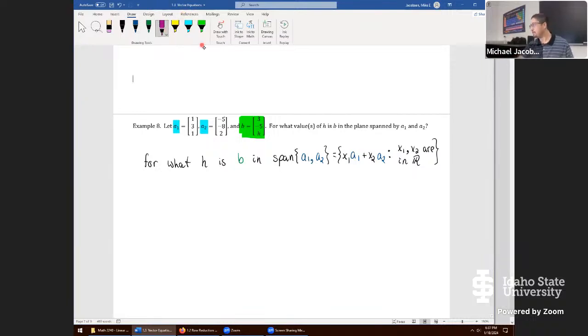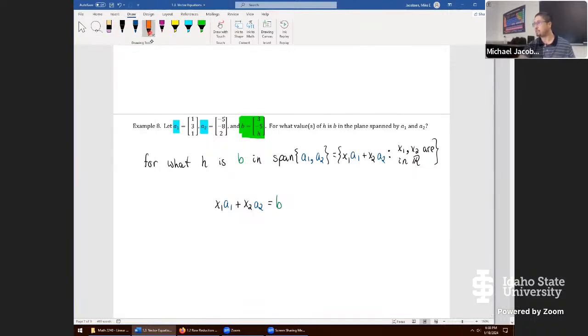So right now, grab all this, x1, a1, plus x2, a2. If b is in the span, then b must be equal to that equation right here. So now we're back to an ordinary vector equation. The good news is, earlier in the notes, we saw how to take a vector equation, go to a system of equations, or just an augmented matrix. And so now b is in the span.